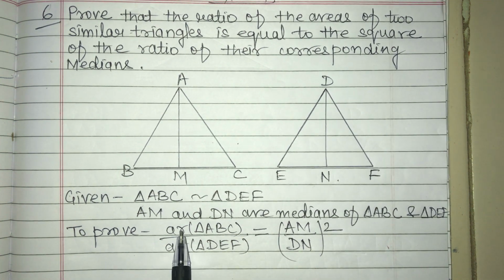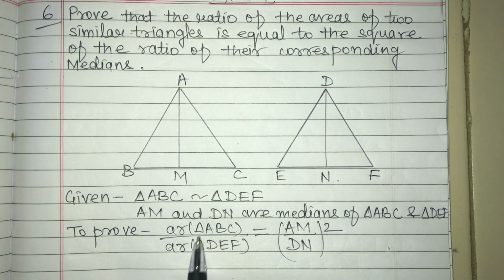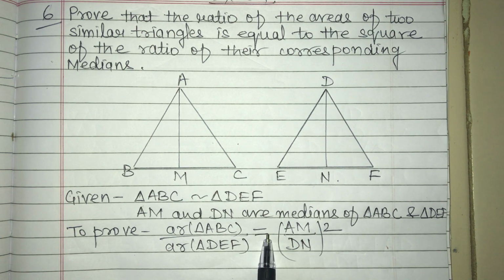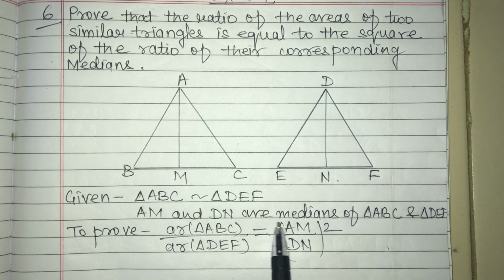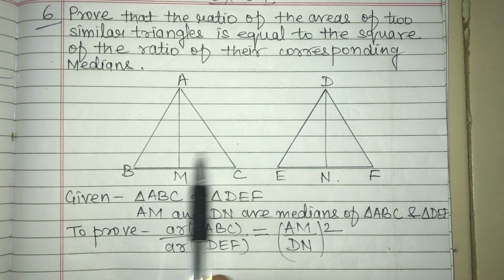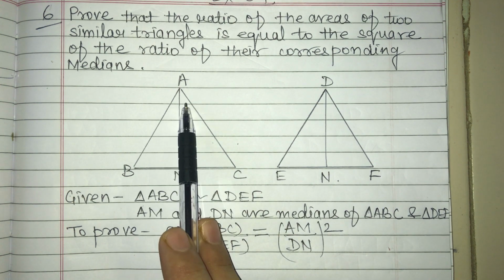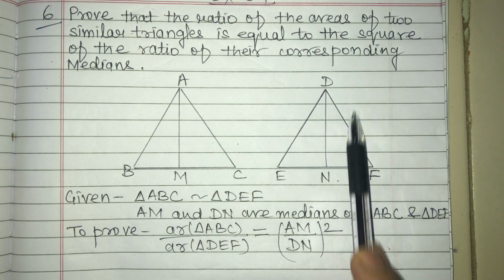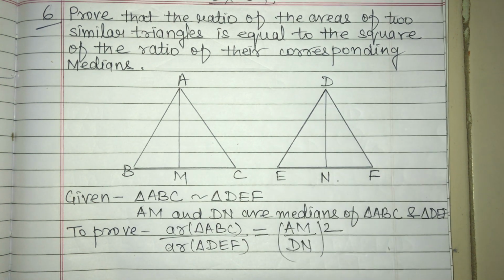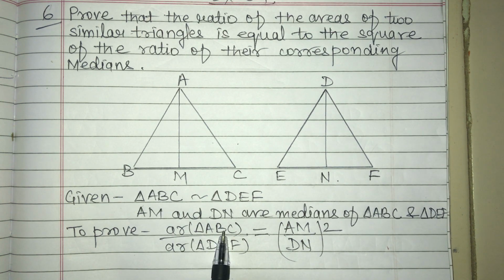That is, the ratio of the areas of these two triangles is equal to the square of the ratio of their corresponding medians. So AM and DN are two medians. AM is a median of triangle ABC and DN is a median of triangle DEF, and we have to show that area of ABC over area of DEF equals (AM upon DN) whole square.